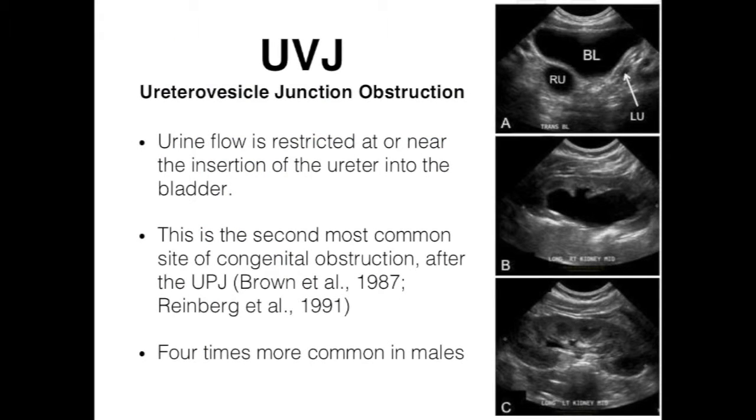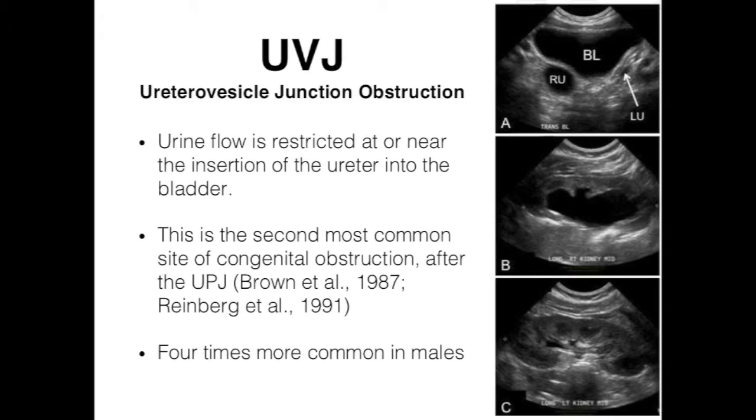So the next place, and we go all the way from the top of the kidney down to the bladder, is our ureteral vesicle junction obstruction. So urine flow is restricted close to where the ureter inserts inside the bladder. It's the second most common form of congenital obstruction and 4 times more common in males. And again, as we look at our ultrasound, that's the bladder filled with water, with urine, and there's our right ureter. We can see how big that is.